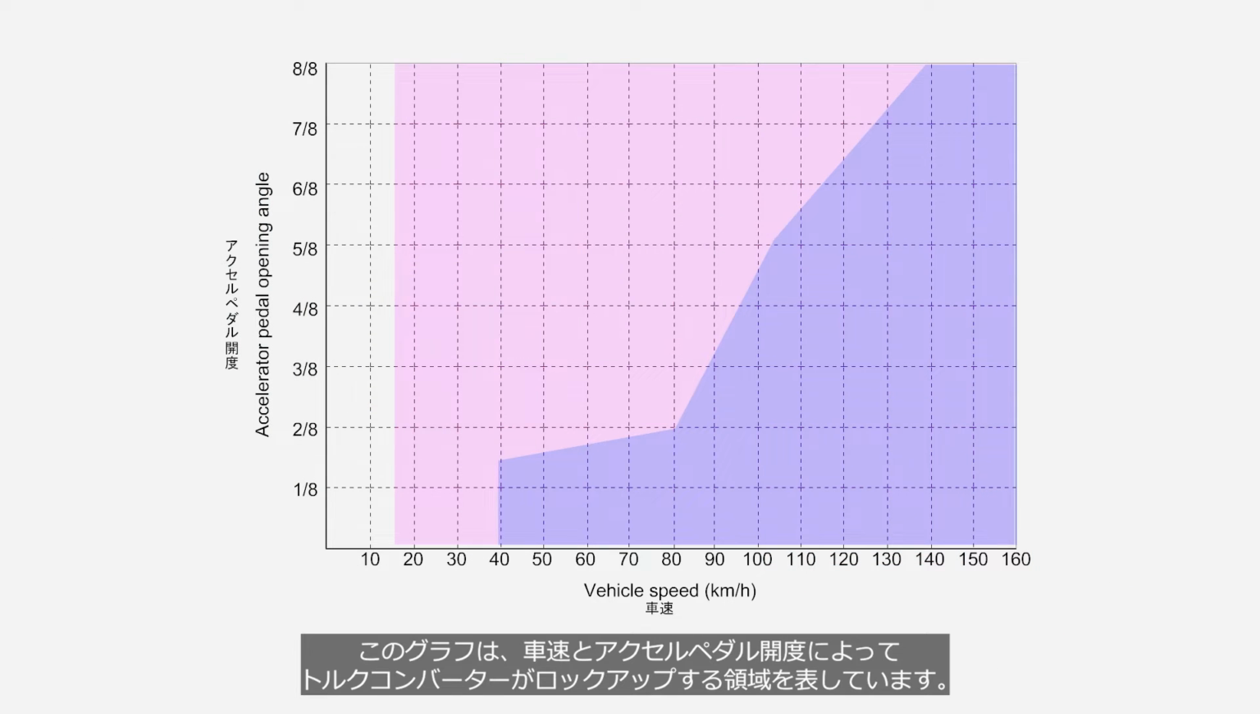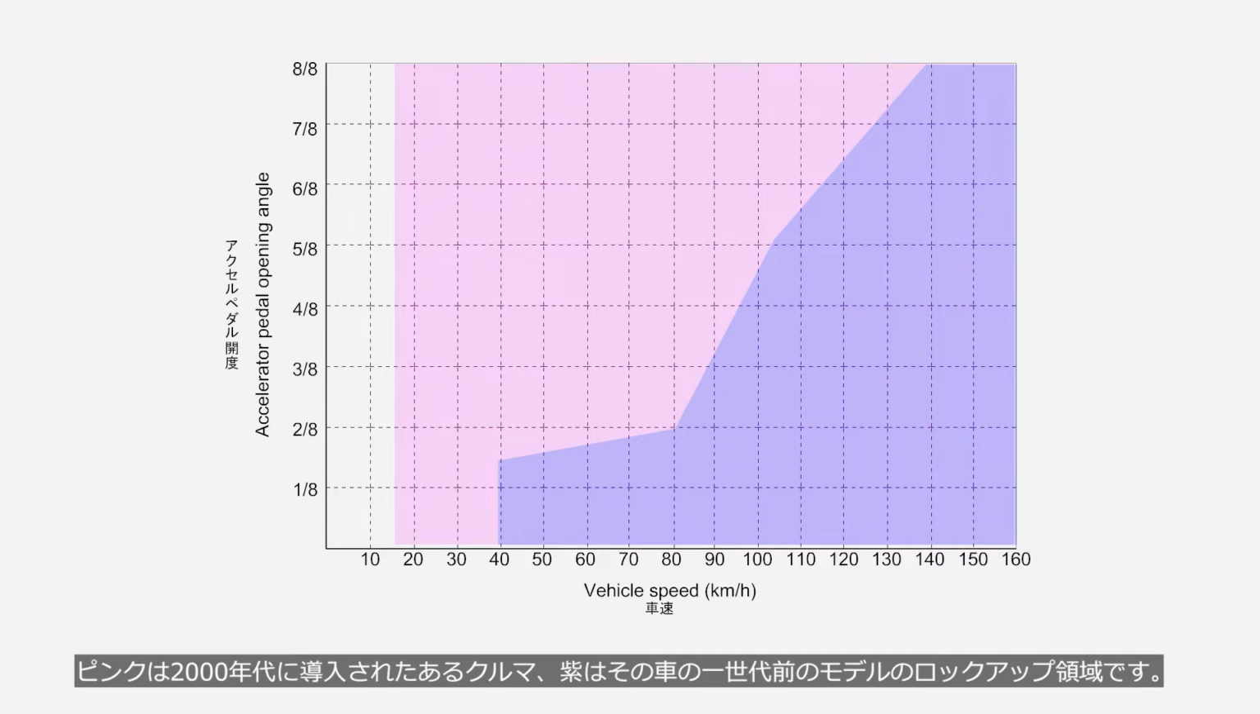This graph illustrates the range where the torque converter locks up, based on vehicle speed and accelerator pedal opening angle. The pink area represents the lockup range for a model introduced in the 2000s, while purple represents the lockup range for that model's previous generation.